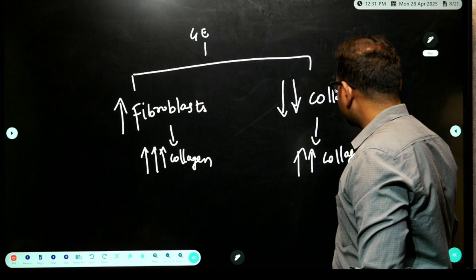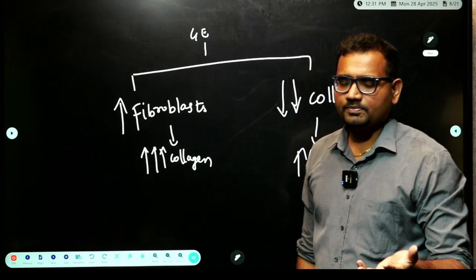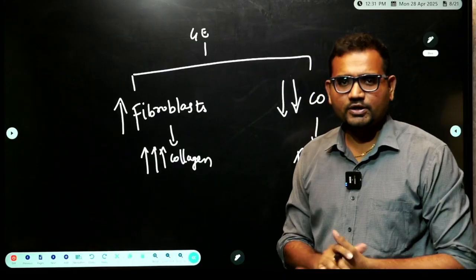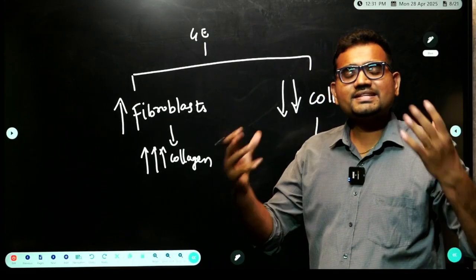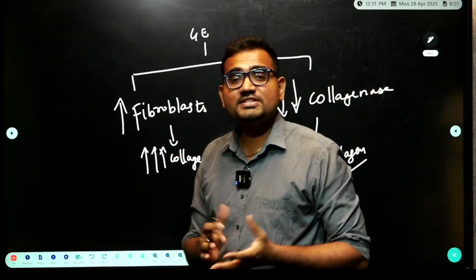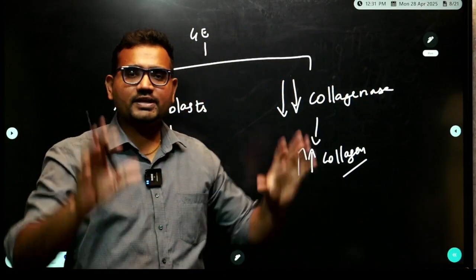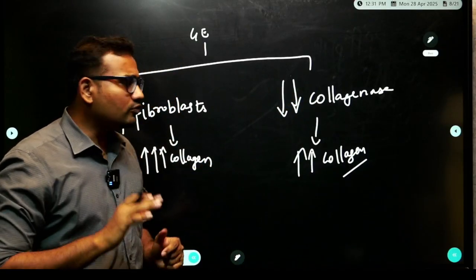So what is collagen basically? Collagen is an extracellular matrix. It's a fiber. Predominantly, we see type 1 and type 3 collagen fiber. So when there is only production of collagen, obviously the size is going to increase. These are the two basic mechanisms of why gingival enlargement takes place. Most of the times, all the drugs act on these two. So I'll tell you the common drugs.